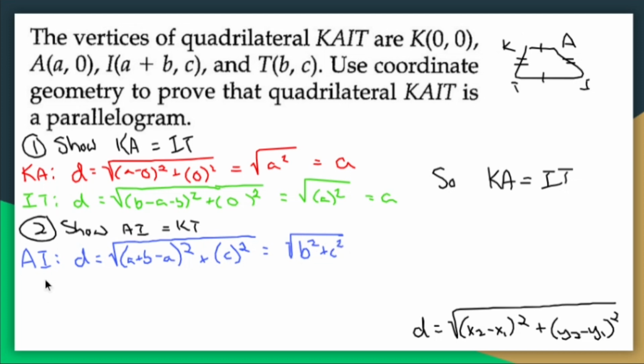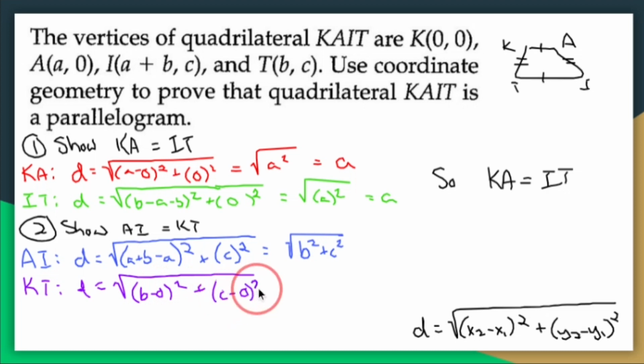Who cares? KT, that distance, big square root. So let's let u be my 2's and u be my 1's. I have a feeling this one's going to be a lot friendlier because of that double 0. B minus 0 plus c minus 0 is going to be b minus 0 is just b, so b squared. And c minus 0 is c, so c squared.